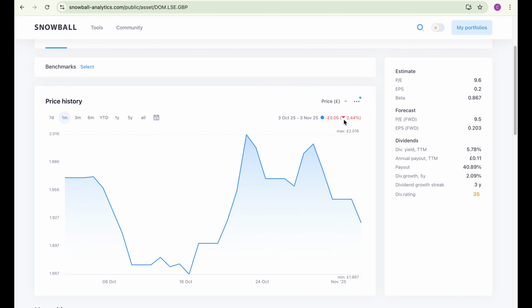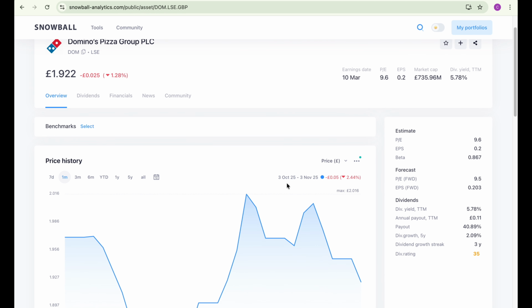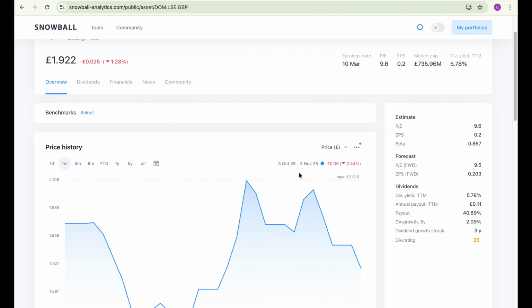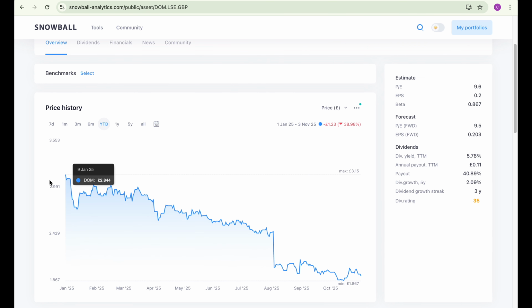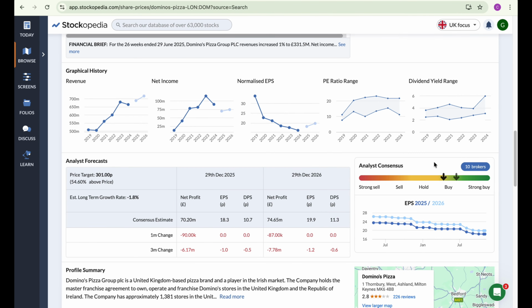Over the past month, they're down 2.44%, and they do pay a big yield, the second biggest in my portfolio, at 5.78%, and they have a 3-year dividend growth streak with a 5-year dividend growth rate at 2.09%. Year to date, the stock is down nearly 39%, hence why I think it's such a fantastic buying opportunity. Right now, the analyst consensus is that it's around about a buy with a price target at 301 pence, which would be around 54% above the current price.